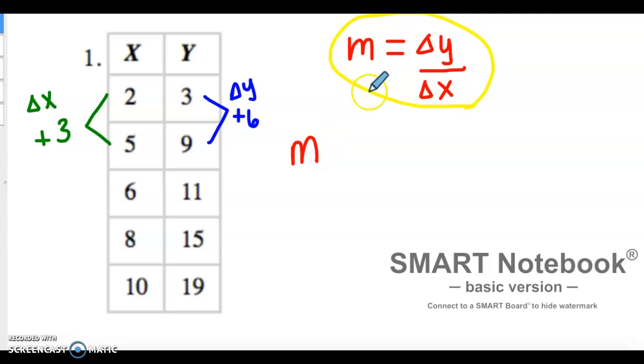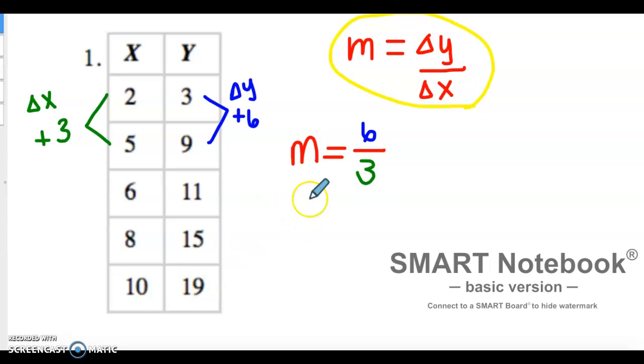Sorry, not the slope formula, but just the fact that slope is equal to the change in y over the change in x. So the slope is equal to our change in y, which is 6, we're going to put that in the numerator, over the change in x, which is 3. So we're going to put that in the denominator.